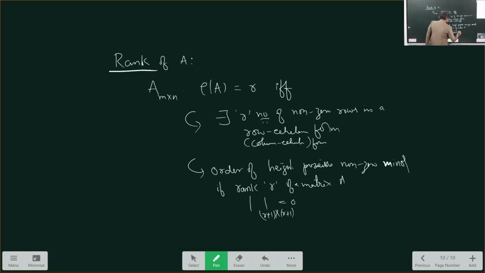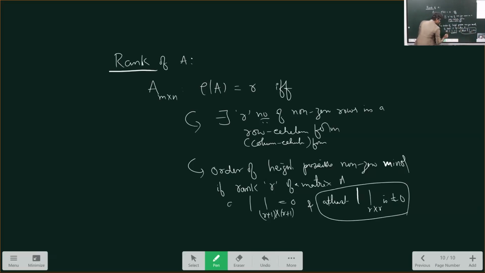At least one minor of order R cross R is non-zero. But all minors of orders more than R are becoming 0. So this is the way in which we can define the rank.